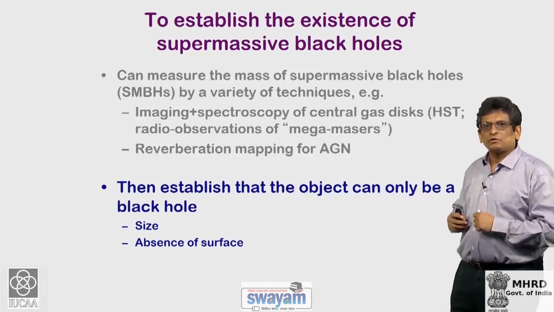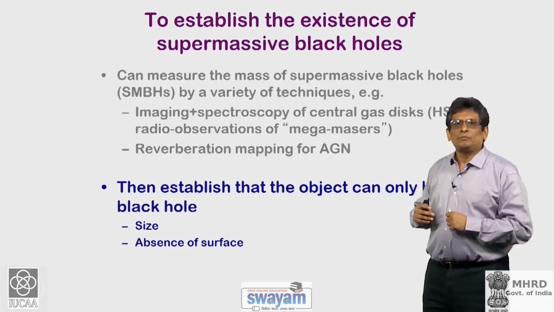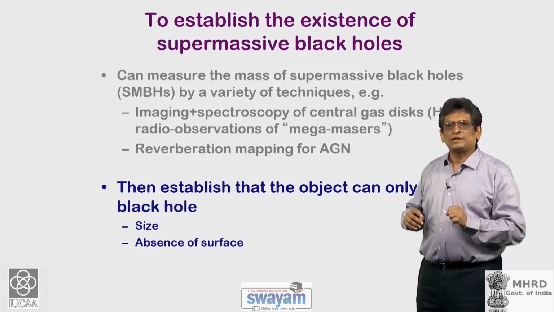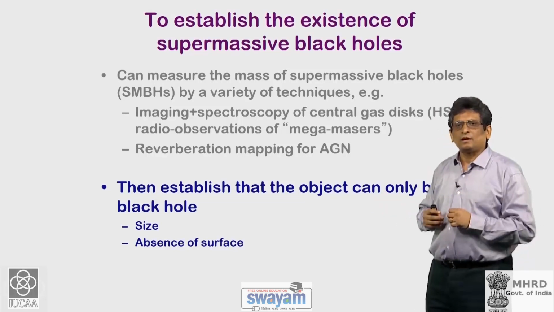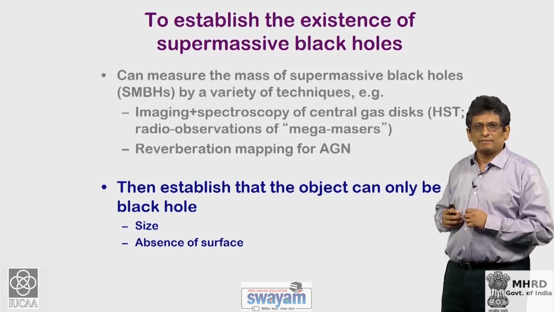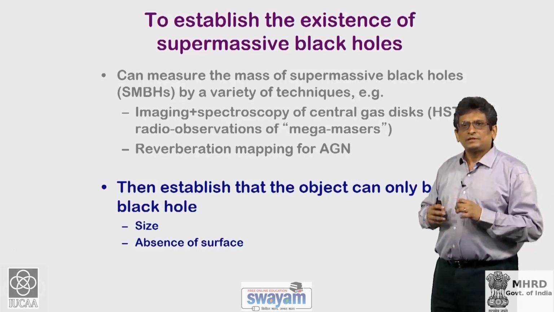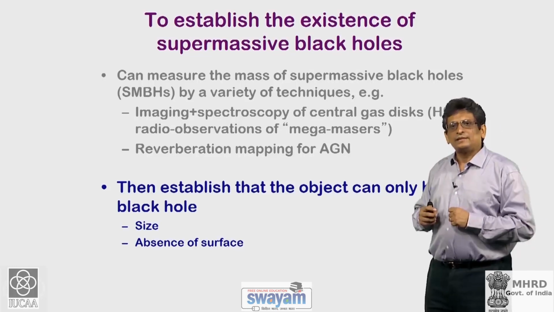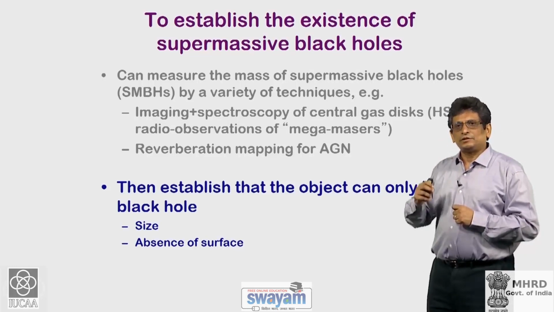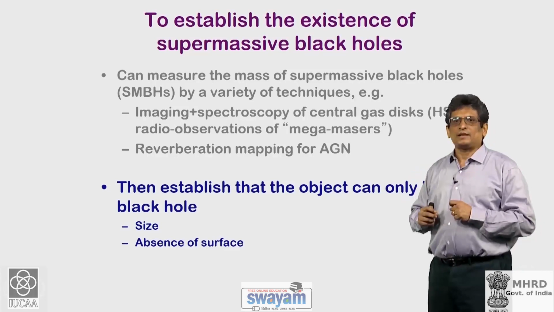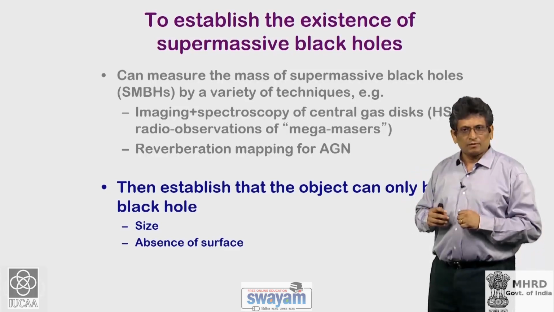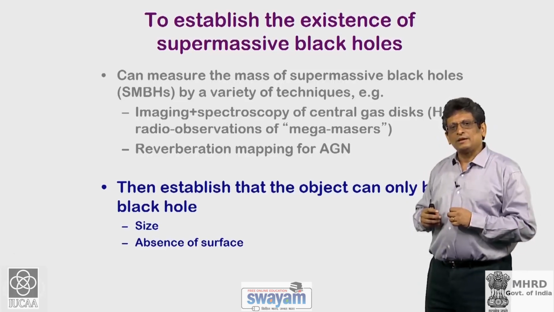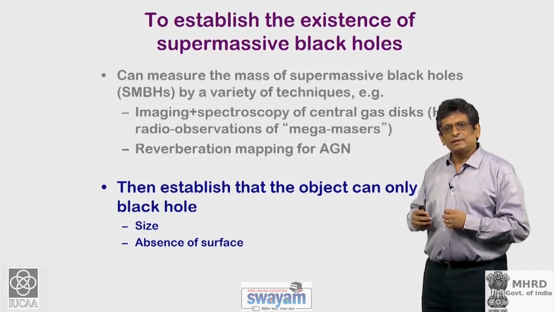There is another technique which is called reverberation mapping, which can directly measure the mass of the black hole in the middle. We are not going to discuss this today, but it is an emerging field. A lot of black hole masses are measured that way. But the other thing that we have to establish, just as we did in the case of our own galaxy, is that we have to establish that the object in the middle of this galaxy cannot be anything else other than a black hole. Measuring the mass is not enough, because clusters of stars often can have similar masses.